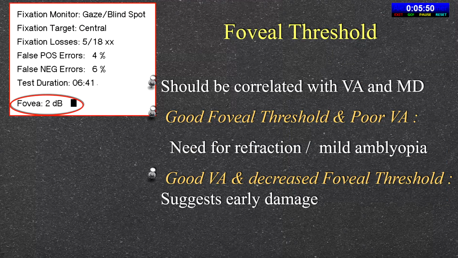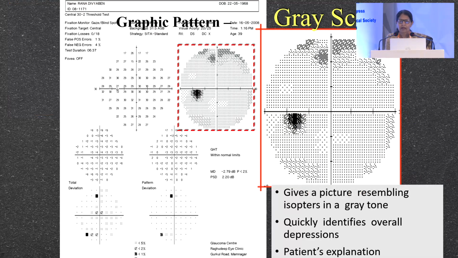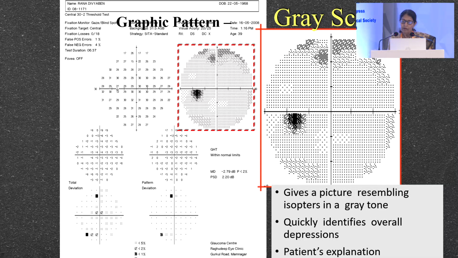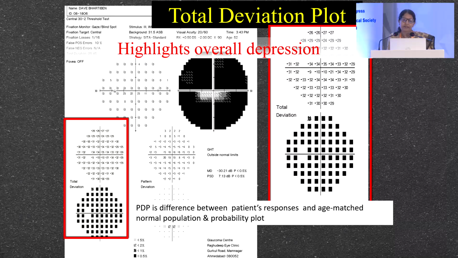Foveal threshold should always be kept on and should be correlated with the visual acuity and the mean defect. Good foveal threshold and poor visual acuity means you have to repeat the refraction of that patient, or it could be mild amblyopia. If good visual acuity is there and a decreased foveal threshold is there, it suggests early damage. The graphic scale or gray scale usually should not be used for interpretation, but it quickly identifies the overall depression and is good for the patient's explanation. Never use this alone for the interpretation.